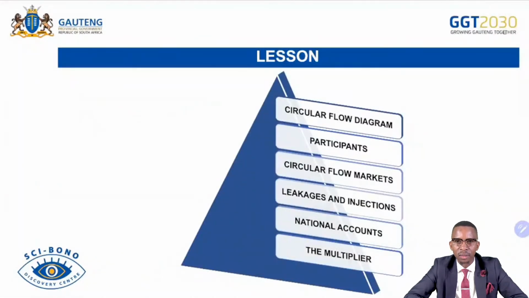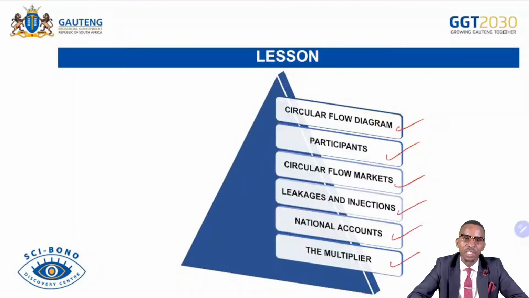This is our lesson. Our lesson includes the circular flow diagram, the participants of the circular flow market, leakages and injections, national accounts, and the multiplier. According to the annual teaching plan, it is believed that we have already covered the whole of these topics as we are in week 2 Friday today.